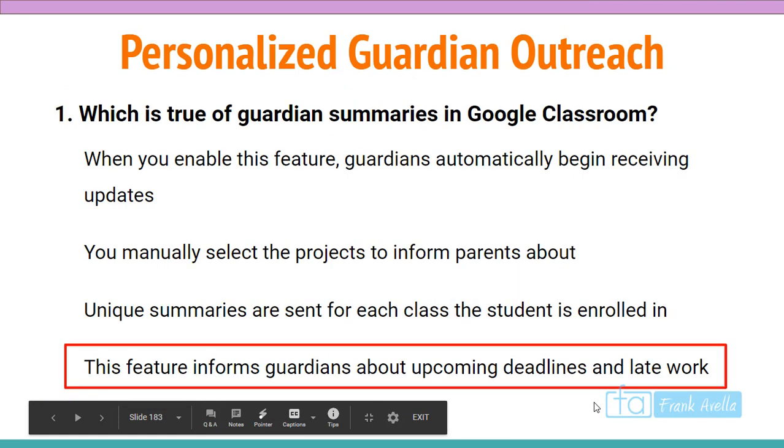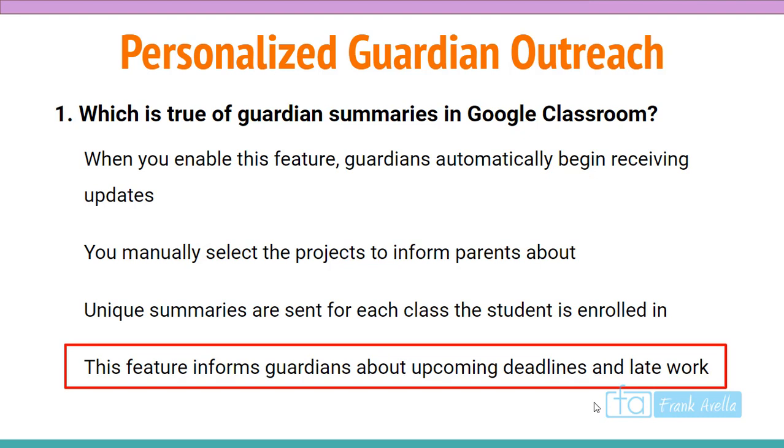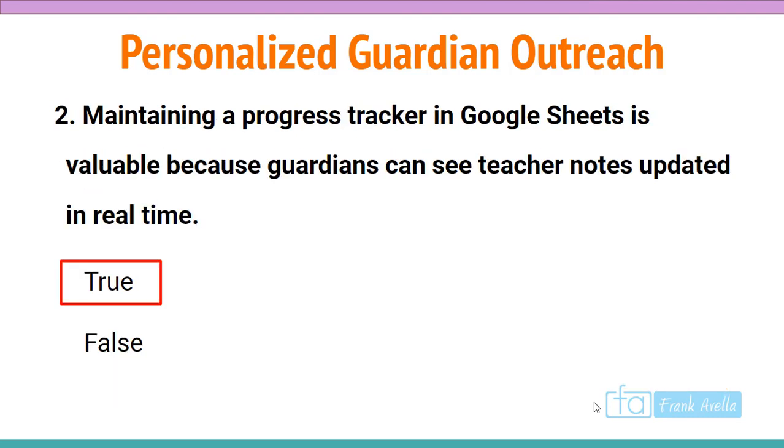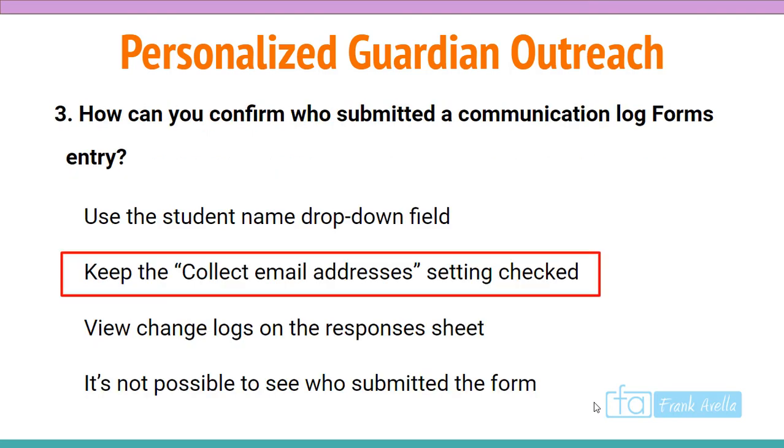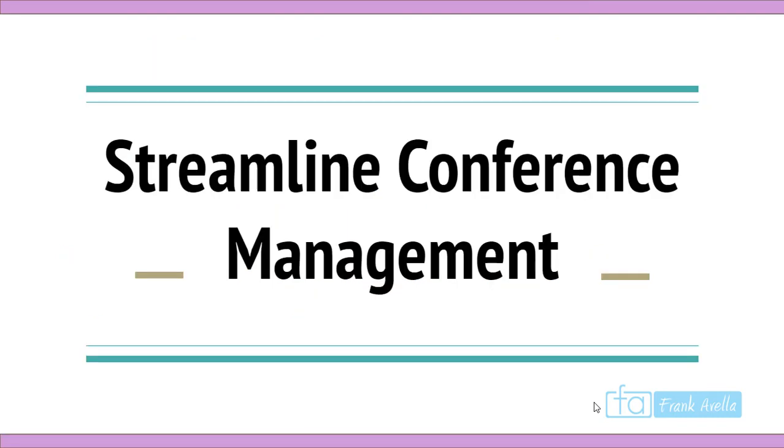All right. Which is true of Guardian summaries in Google Classroom? This feature informs Guardians about upcoming deadlines and late work. Yeah, that's the only one that's true. Okay. Maintaining a progress tracker in Google Sheets is valuable because Guardians can see teacher notes updated in real time. Absolutely true. And how can you confirm who submitted a communication log form entry? The collect email address, right? So if you do collect email address, whoever fills out that form, you know that person did it.